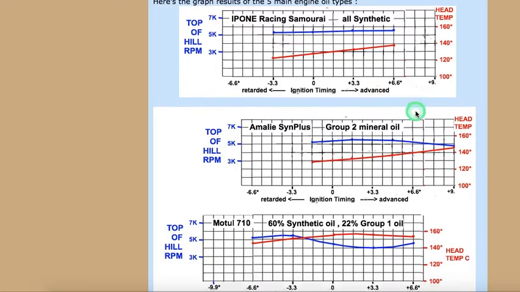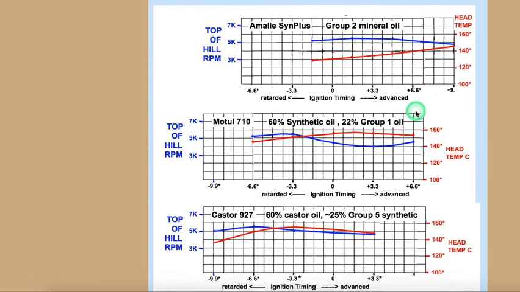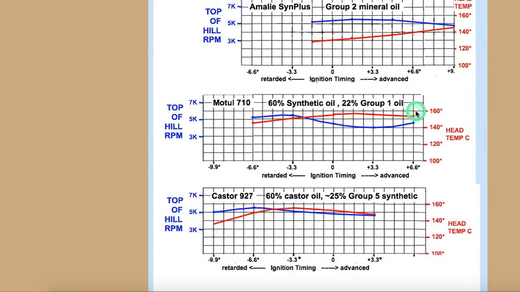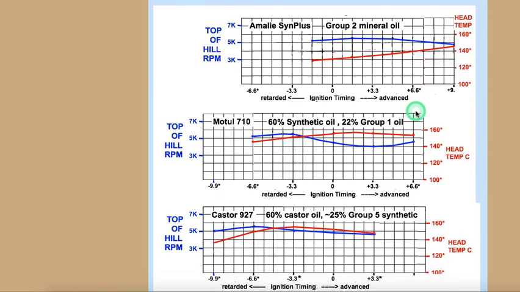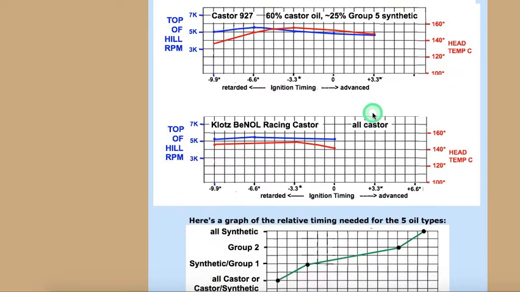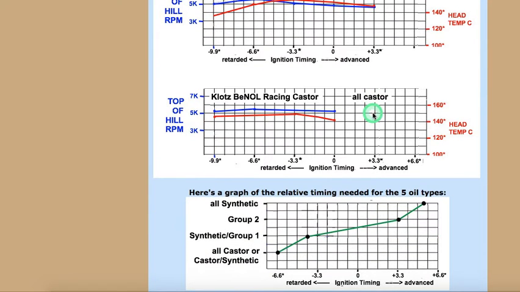So if you live in a really hot climate and you're doing really hard racing, maybe you'll have to go so far retarded to bring the temperature down that you're more retarded than the peak power setting. That's okay. Anything to prevent seizing. So what I'm adding here is just one more aspect to the whole picture.